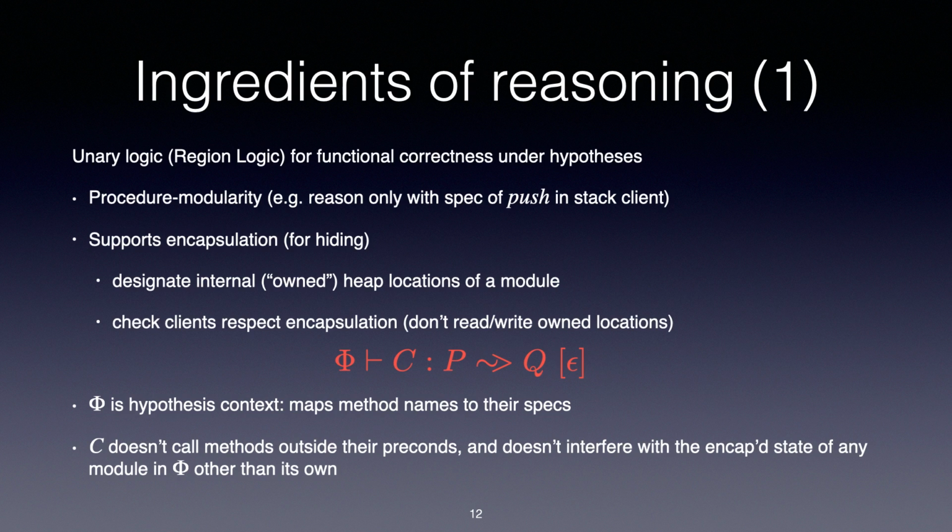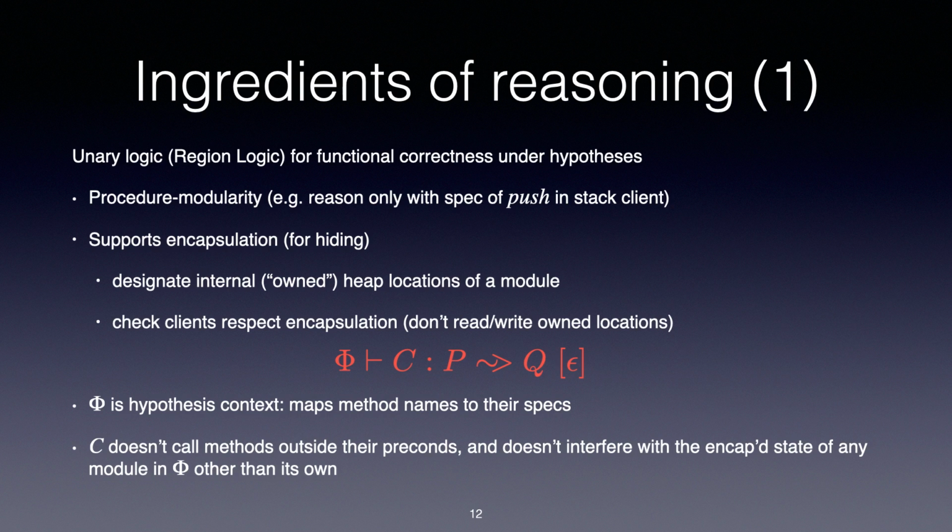Well, there is going to be a unary logic, which we dub region logic, and on which we have been working since 2007. So this unary logic is for functional correctness under hypotheses. Why under hypotheses? Well, because we have procedures, methods, right? And you want to reason about the bodies of the methods and the clients which use these methods, and so there have to be hypotheses. You need to know what is the spec of the particular method that you are utilizing.